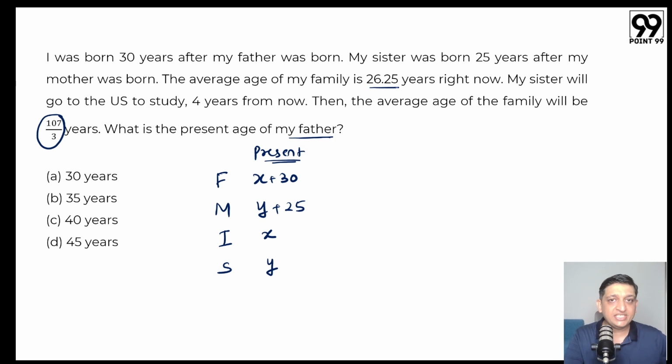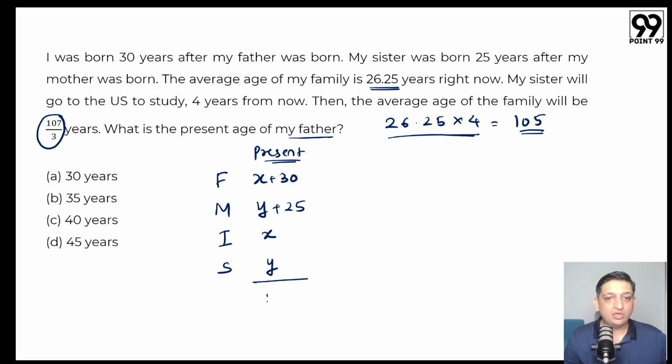The average age of my family is 26.25. So what can we say about the total age of the family? Because there are 4 members that have been mentioned here, the total age is going to be 26.25 into 4, which is 26 into 4, that is 104, plus 0.25 into 4, that is 1. So 104 plus 1 is going to be 105. So the total of these ages is going to be 105.